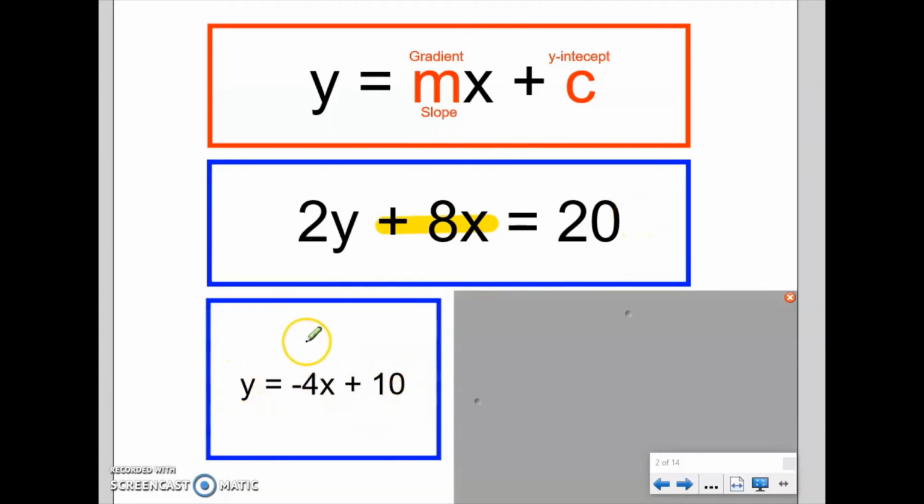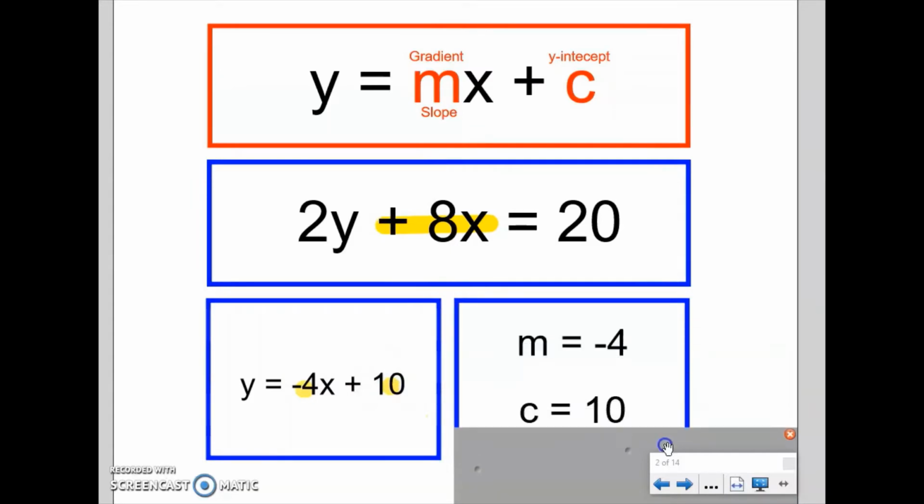Now if we look at my equation of my linear graph, you can see that my m value, the gradient, is minus 4, the coefficient of x, and my constant, the y-intercept, is positive 10. So I can confidently state that I'm dealing with a gradient of minus 4 and a y-intercept of 10.